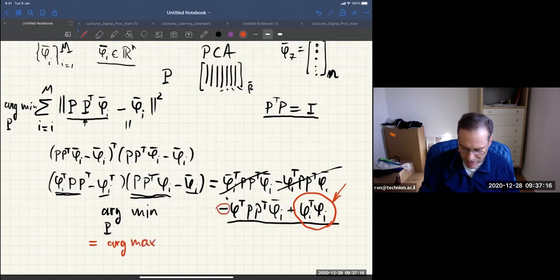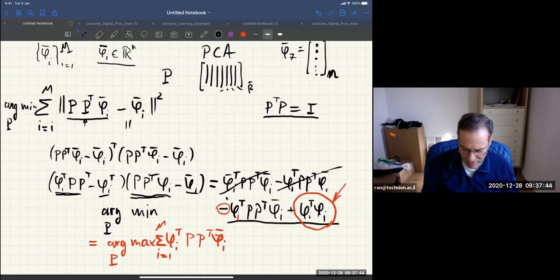I'm taking away the plus here, the minus here, and making a plus out of it. So I would like to maximize psi transpose P transpose psi i. Okay, and there should be a sum over all the i's that I have, i equals one to capital M. And capital M could be as large as I want. Okay, are you with me? And this is my P here.